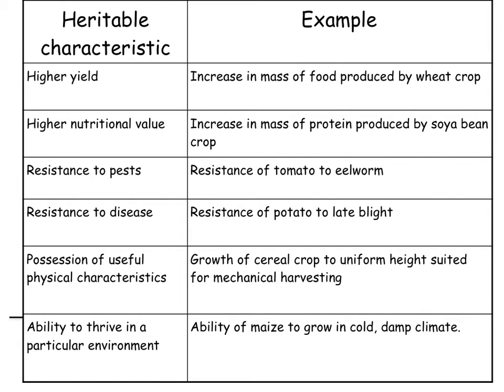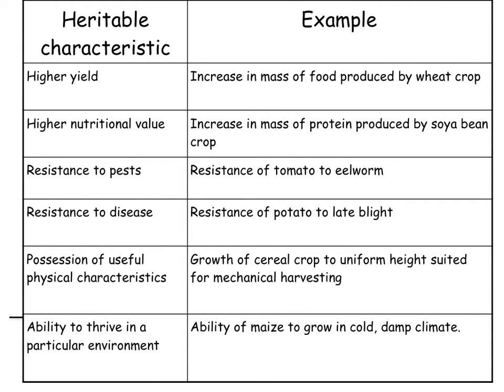It might be that you want to have some sort of useful physical characteristic. So you might want to produce a crop that's got some kind of uniform height, not too tall, not too short, but just perfect for mechanical harvesting. Or you may be wanting to select for a crop that can thrive in a particular environment. An example of that would be maybe the ability of maize to grow in a cold and damp climate, in other words, in Scotland.